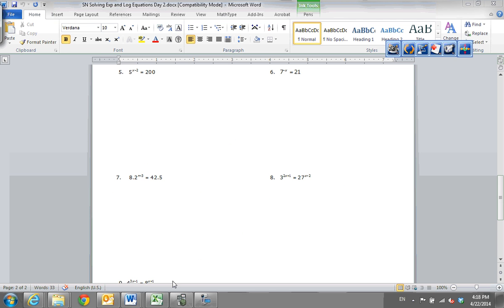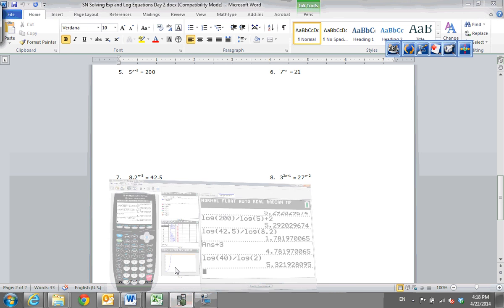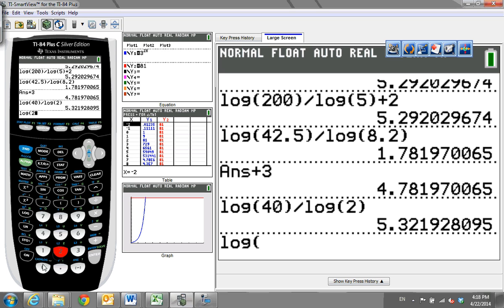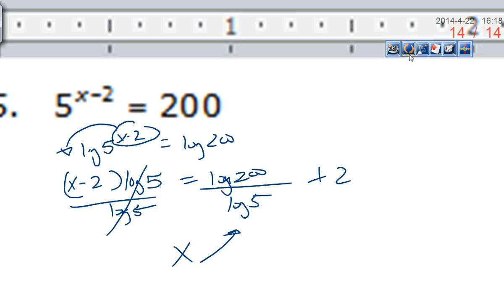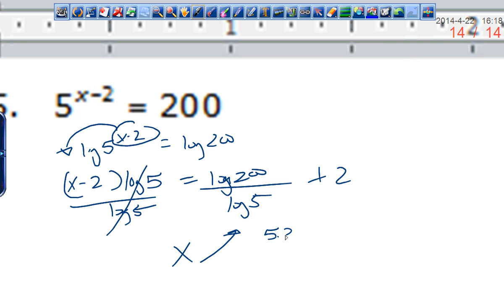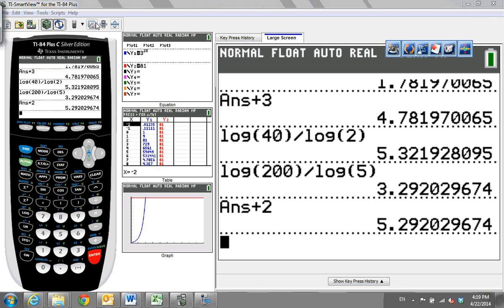So log of 200 divided by log of 5, enter, plus 2. So 5.292.